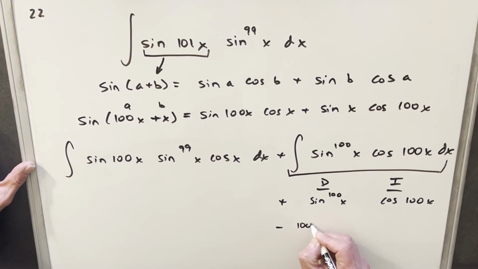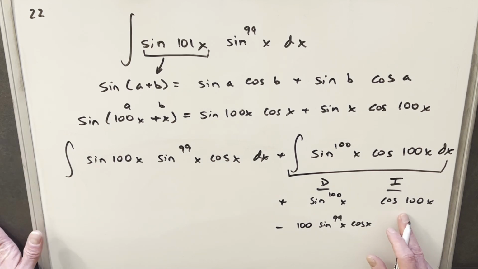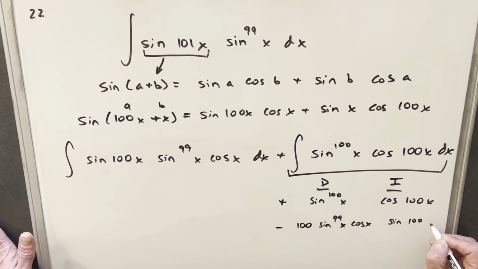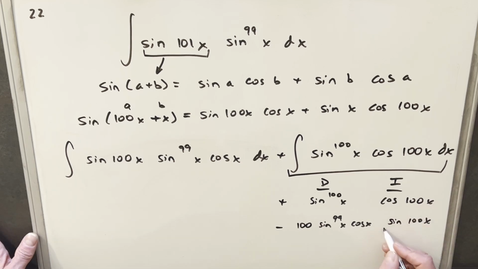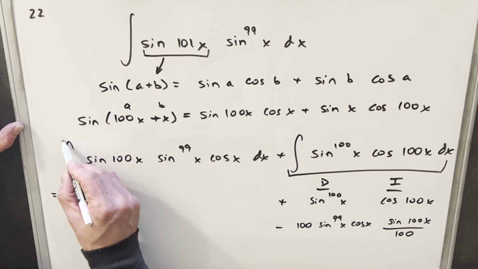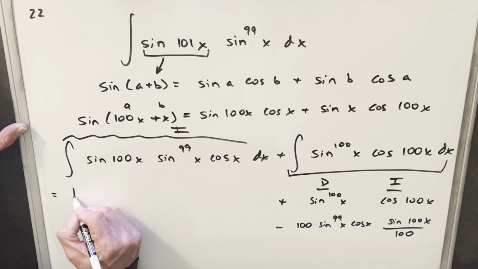The derivative of this is going to be 100 sine 99x, but then we have the chain rule, and we're going to have a cosine x come out. Then here, the integral of cosine 100x is going to be sine 100x, but of course we're going to have to pull a 100 out in the denominator. Okay, from here, let's summarize what we have, but I'm going to do a little shorthand. I don't really feel like erasing the board right now, so I'm going to call our first integral that we haven't dealt with I.